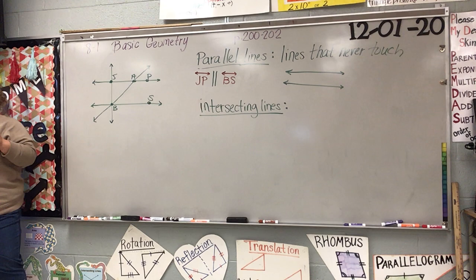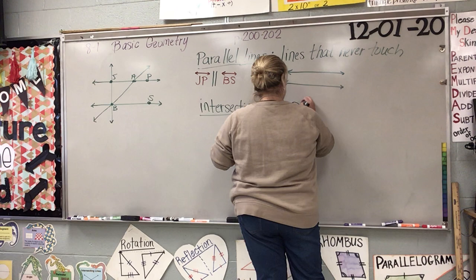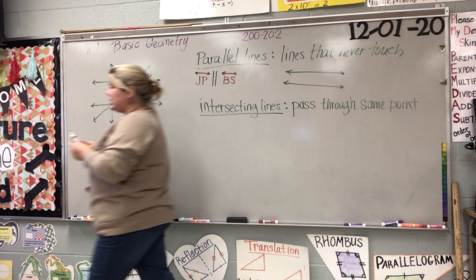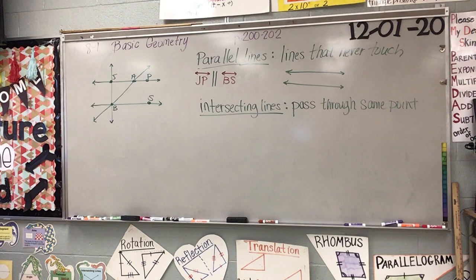An intersecting line, the book just says they pass through the same point. Can I say something? Hold on just a second. They pass through the same point. You writing that down? Yeah. Okay. You have not written that down. I wrote pass through same point.